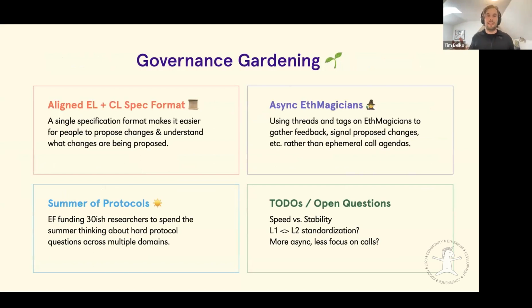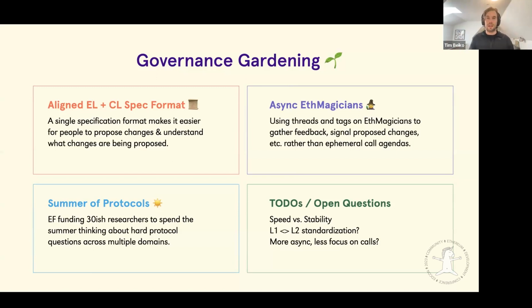And a few things that myself and others have been trying to do to make things a bit better from the governance point of view in the past year or so. One is aligning how the specifications are done on the consensus and execution layer. Since the merge, those things technically talk to each other, but they have very different processes. So we're trying to get that to a single process, to make it easier for people to understand changes that are being proposed to Ethereum, and also to propose a change themselves if they want. So that's work that's been in progress.